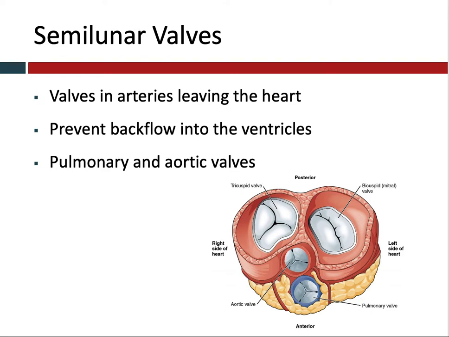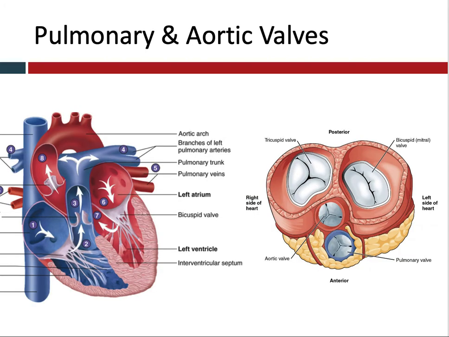So these valves prevent backflow into the ventricles. They're going to be found in the pulmonary trunk of the pulmonary artery and in the aortic valve, in the aorta. So here is a little diagram that we have. You can see they're just these little flaps. They don't have the whole chordae tendineae and papillary muscles like the AV valves do, but you'll see them here as little flaps. So once the blood goes out, it cannot push open the other direction.